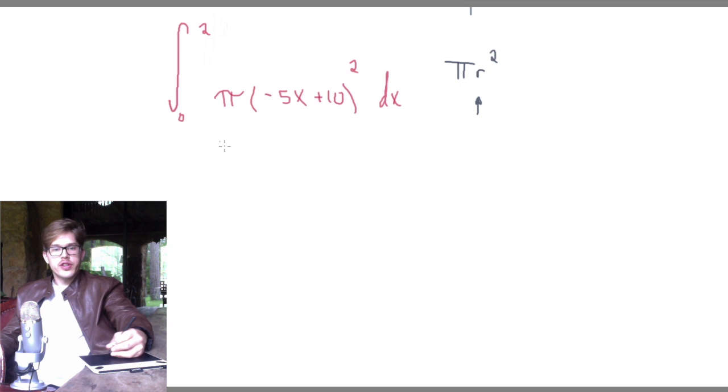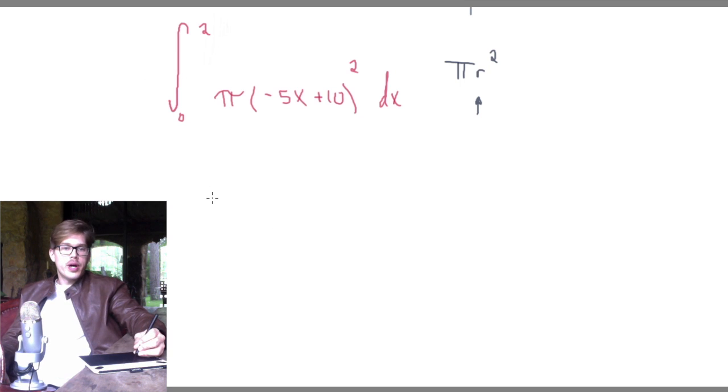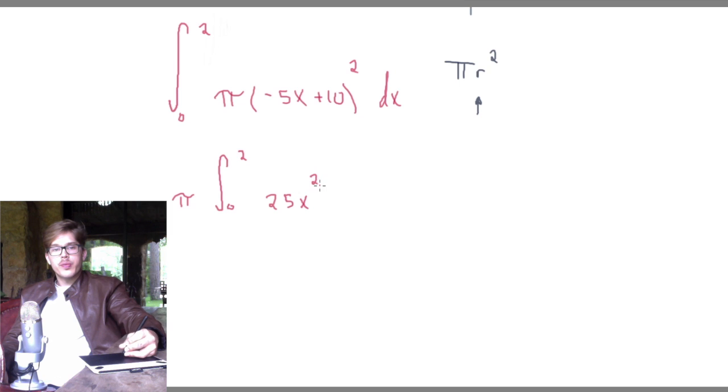All right, so let's solve this integral. We can pull pi on the outside, as pi is just a constant, and so we have pi times the integral from 0 to 2 of our function squared. So let's go ahead and FOIL this. Negative 5x times negative 5x would be positive 25x squared. Negative 5x times 10 twice is going to be minus 100x. And then 10 times 10 is going to be plus 100.